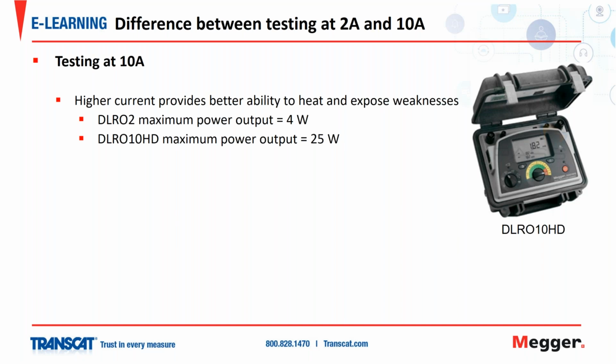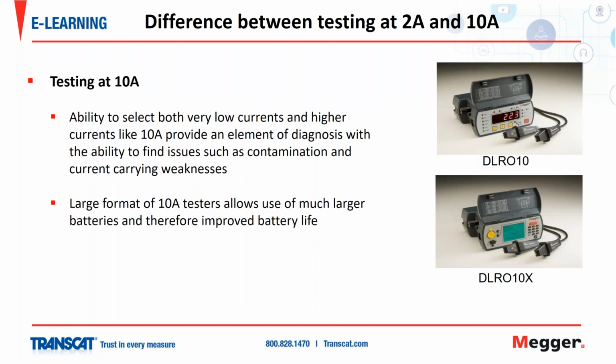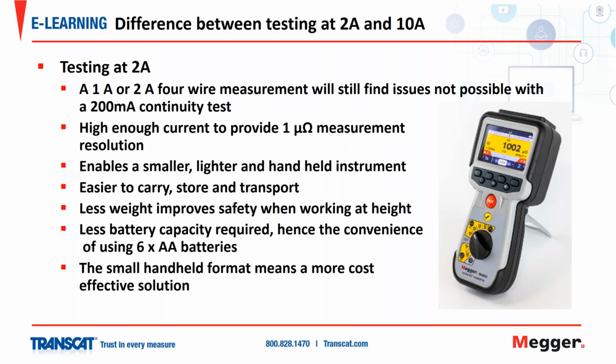You may need a higher test current to break through contamination that could exist on the contacts of a high voltage circuit breaker, just for example. The 10 amp, again, provides an element of diagnosis. It has the ability to find issues such as contamination or current carrying weaknesses. And of course, because these units are much larger, we can put a bigger battery in them, and therefore you'll have some improved battery life. But the Dealer 02 really just effectively fills a gap in the low current Dealer 0 range.